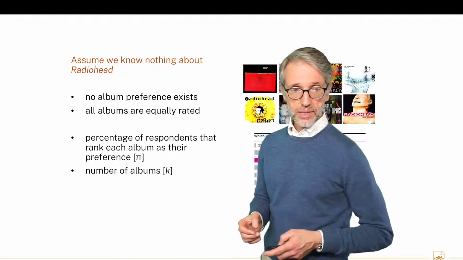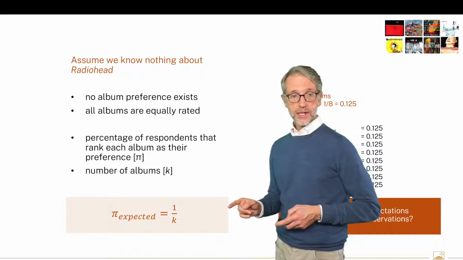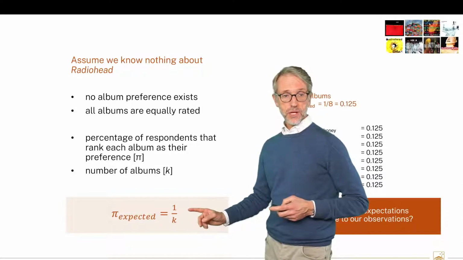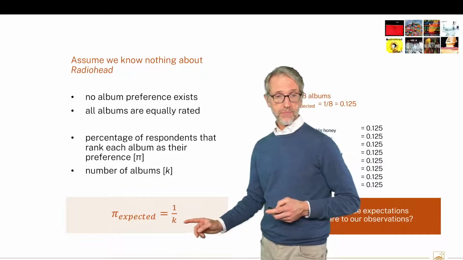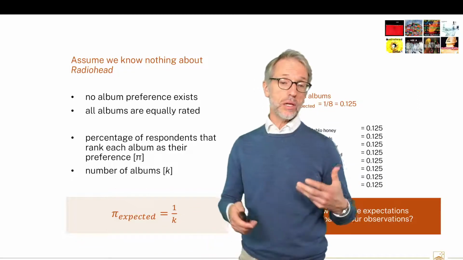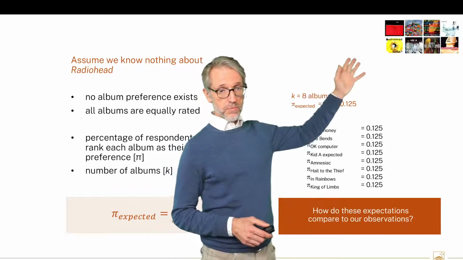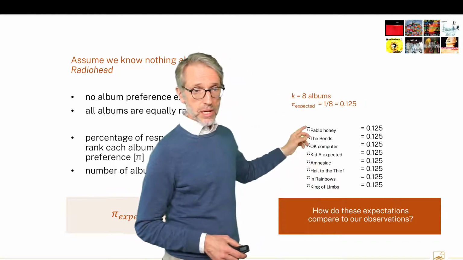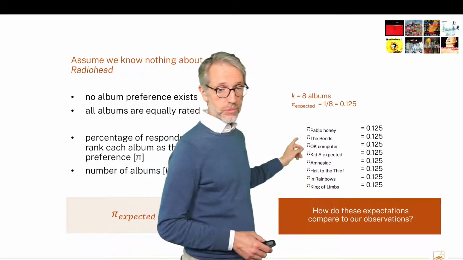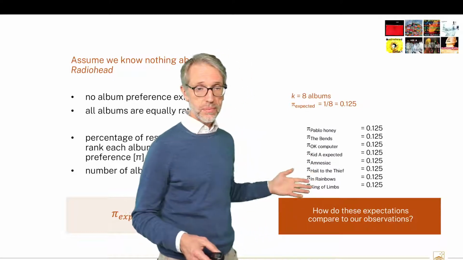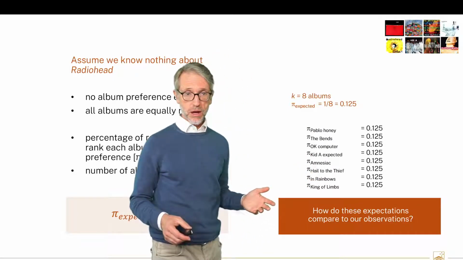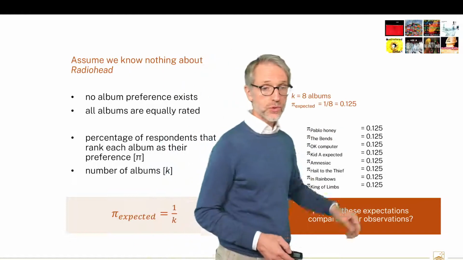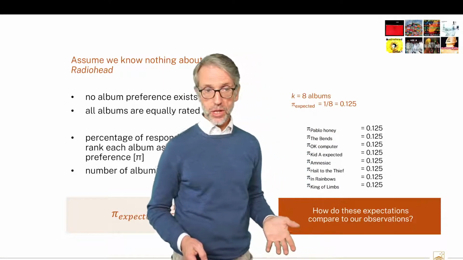As I covered in the lecture, we calculate our expected values for each category, in this case albums, based upon 1 over k. What is our k in this case? Well, within the Guardian survey, bearing in mind it was conducted some years ago when Radiohead had only released 8 albums, you can see that the 8 albums are listed here, and each of them is assigned an equal probability of choice. That is 1 on 8. Each has a 0.125 proportionate likelihood of being selected.